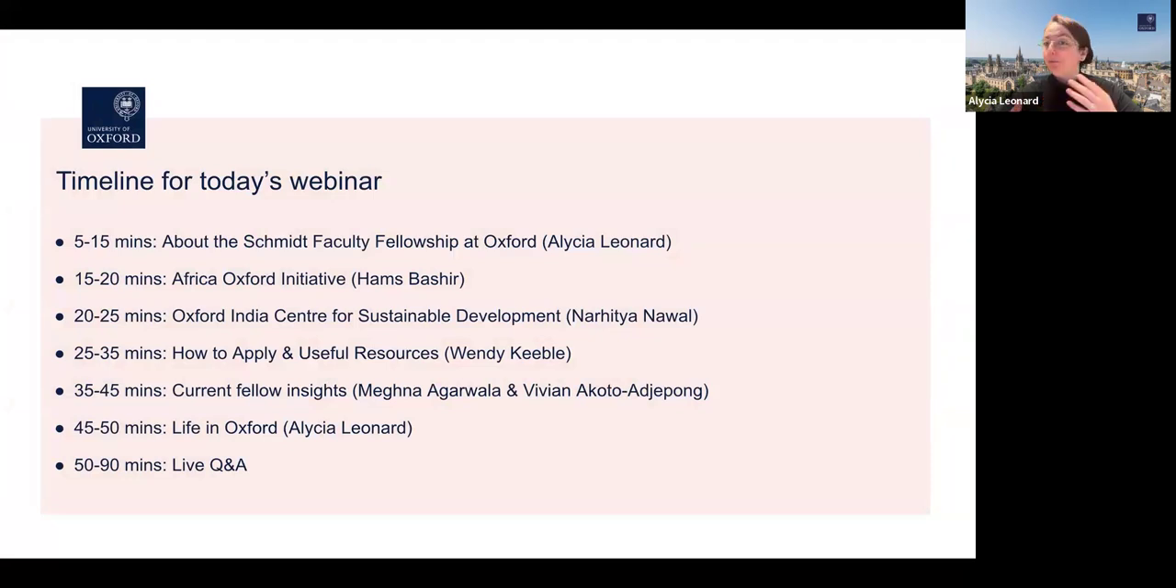So just the outline of the timeline for today. I'll be talking a little bit first about what the fellowship is. Then I will hand to Hems, who will give you a little bit of introduction to the Africa Oxford Initiative, and Nahitya, who will speak about the Oxford India Centre for Sustainable Development. These are two institutions that really support this fellowship at Oxford, and they'll be speaking about how they offer that support and their roles within the fellowship program. Then we'll hand to Wendy, who will be speaking about what probably a lot of you are interested in, how to apply, and really the nitty-gritty, where that information is found and useful resources to help you with that process. We'll then speak to a couple of our current fellows, Meghna and Vivian. Again, they'll introduce themselves when we get to that section, and they'll share a little bit about their experience so far. And finally, I'll clue up with a little bit about life in Oxford to demystify that part of the fellowship program before we move into our Q&A.